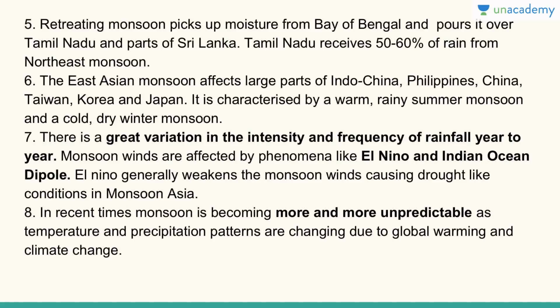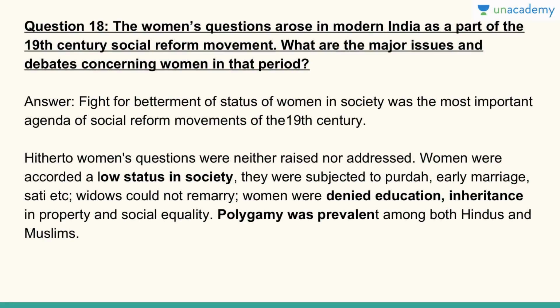There is a great variation in the intensity and frequency of rainfall year to year, and phenomena like El Nino, Indian Ocean Dipole, etc. will determine it. El Nino usually weakens the monsoon. And in recent times, the monsoon is becoming more and more unpredictable because of global warming and climate change.